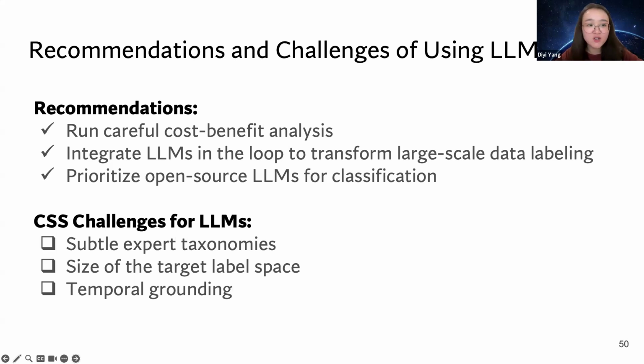So this is the first part of the work. I'm going to quickly stop here in case there are any clarification questions.